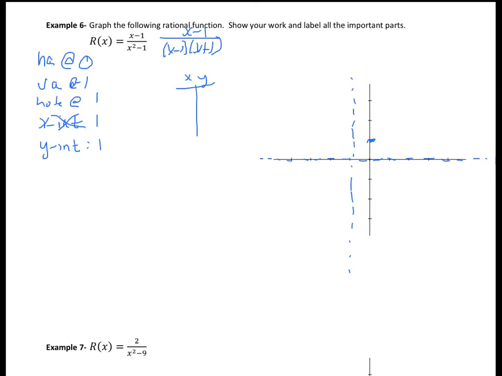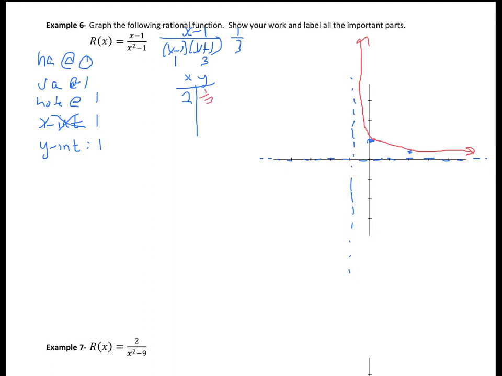Should we try x is 2? Okay, so when x is 2, we're going to plug in real quick. So 2 minus 1 is 1. 2 minus 1 is 1. 2 plus 1 is 3. So I get 1/3. So when x is 2, y is 1/3. So we're right here. So guess what this is going to look like? Okay, our little curve, just like that. Because when x is all those values, we're good to go.